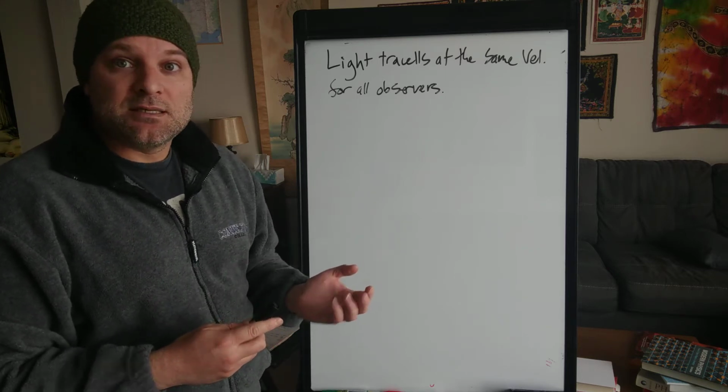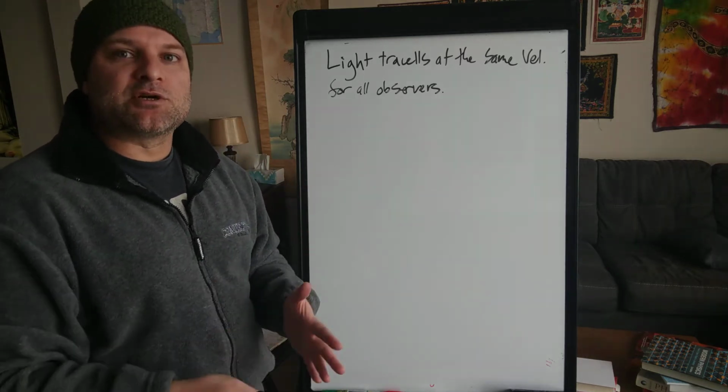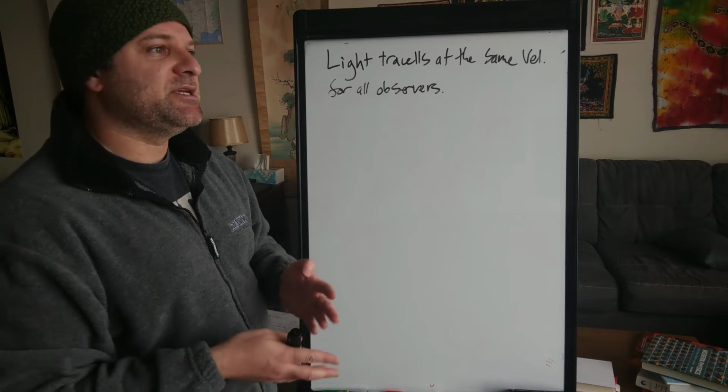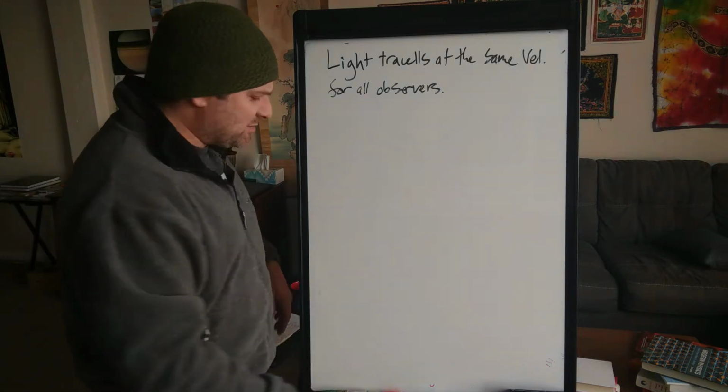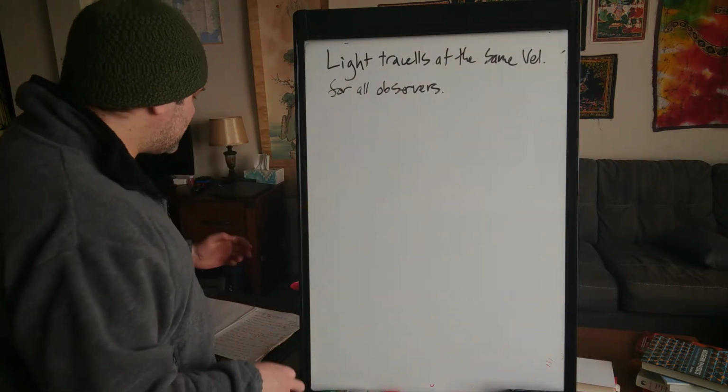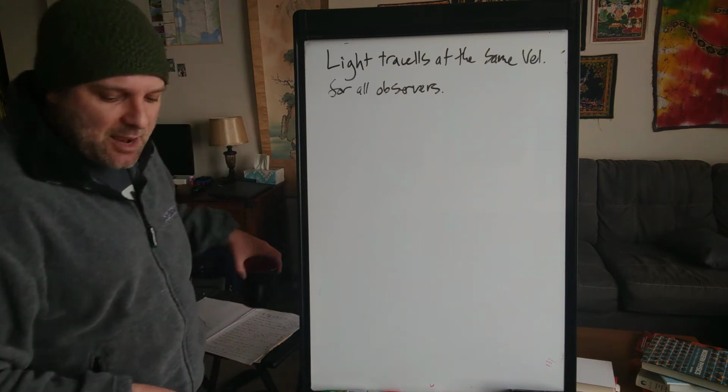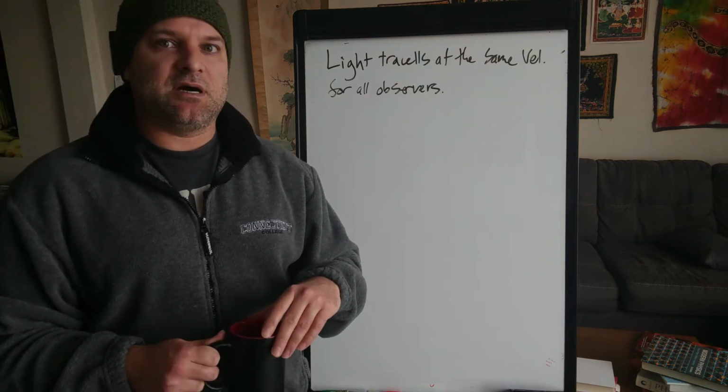Now for light, none of that happens. Every observer sees the same speed of light. So what does this mean? Well, what it means is that something fishy is happening with our concept of time.